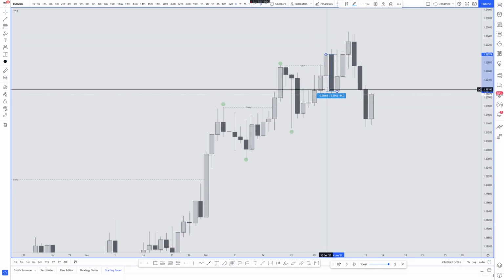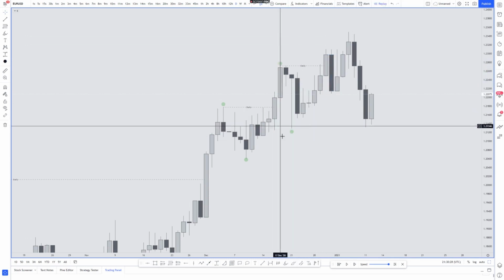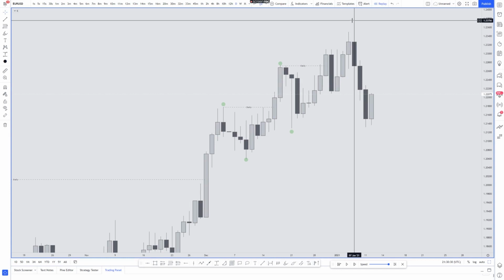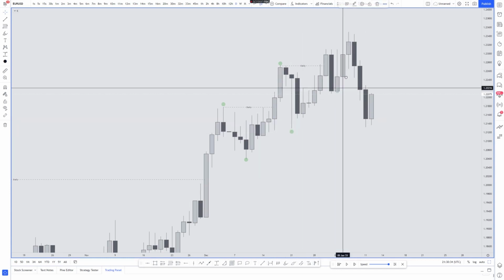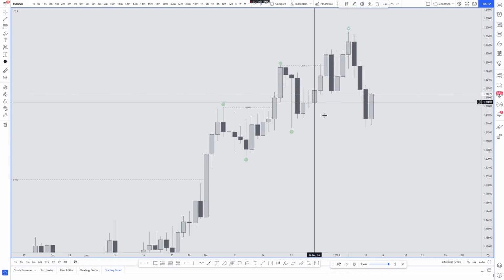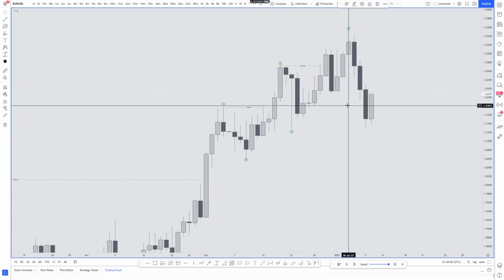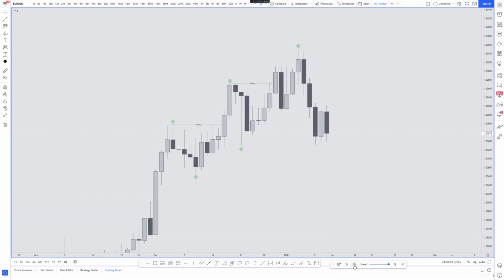So this could be classed as structure, or if you wanted to go from this point to this high, you could class that as structure. What I'm going to do here is just class this as structure. This can be classified structure. It's right on the low end of things, but I won't be classing that as daily structure. This would definitely be 4-hour market structure change.